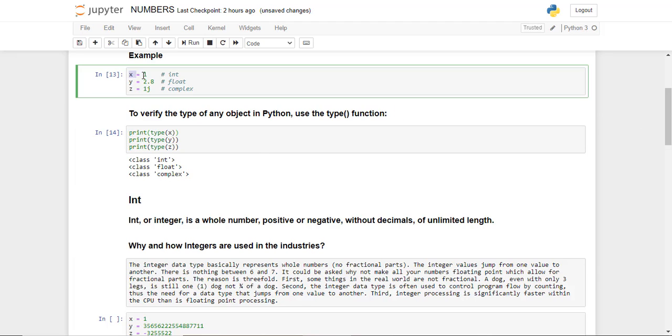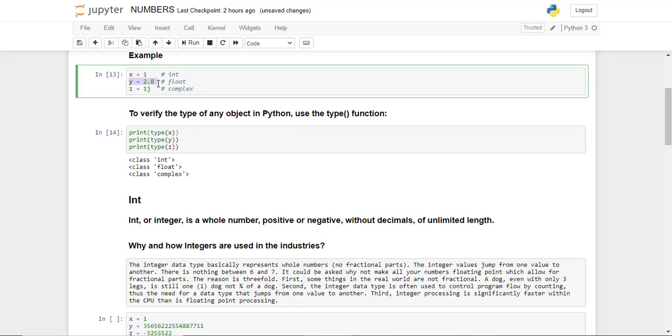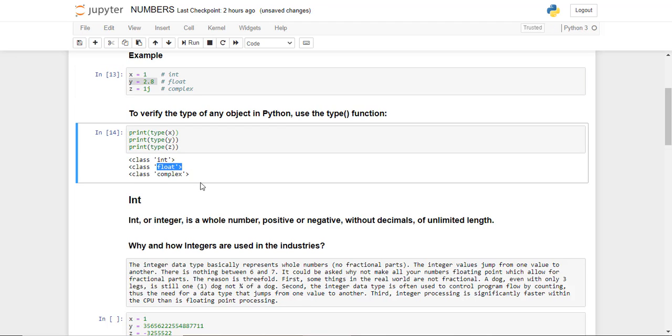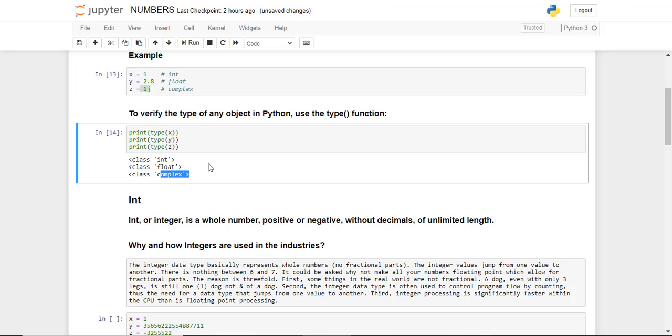So x is equal to 1 here. It's returned a class int. Int stands for integer. Y is equal to 2.8, which returned a class of float. And z is equal to 1j, which returned a class complex. Let us go over each of these types one by one.